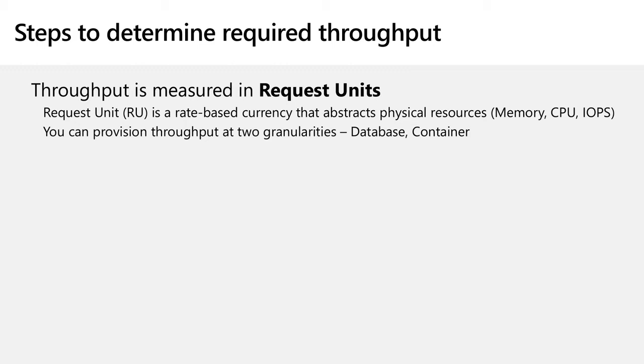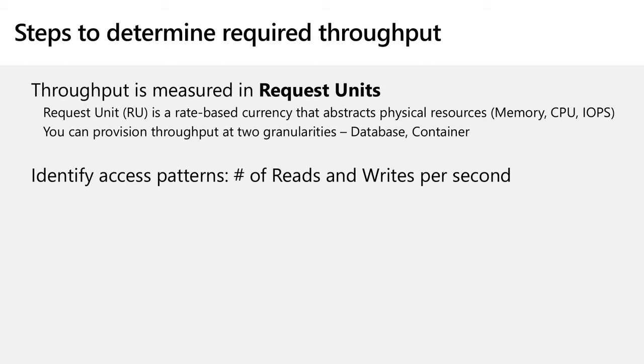And you can provision throughput at two levels. One is at the database level, and the second one is at the container level. When you provision at the database level, all the containers in that database get equal distribution of that throughput. And if you provision at the container level, then you have more control over the throughput that you want that container to have. So it's a design choice that you could make based on what you do in your application. Second is identify access patterns.